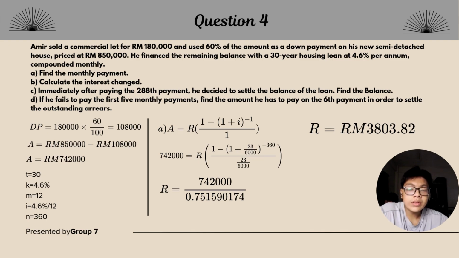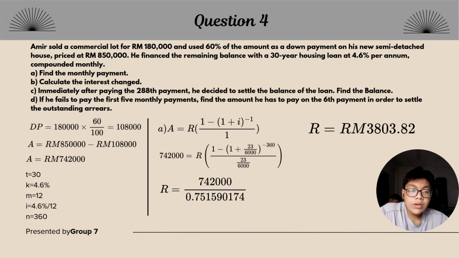First, we need to read the question, which is: Irfan will sell a commercial lot for 180,000 and use 60% of the amount as a down payment on his new semi-detached house priced at 85,000. He financed the remaining balance with a 30-year housing loan at 4.6% per annum compounded monthly.